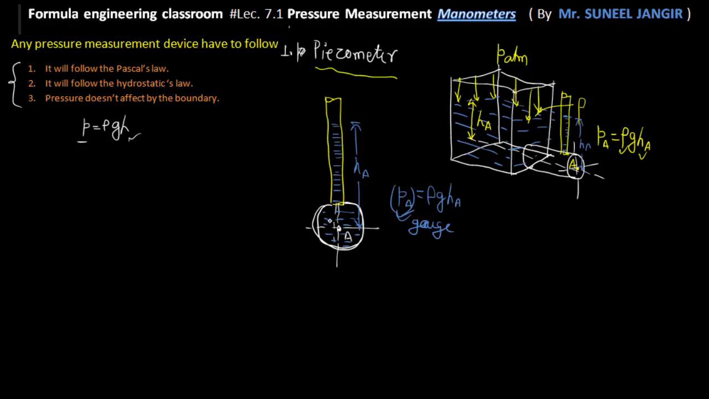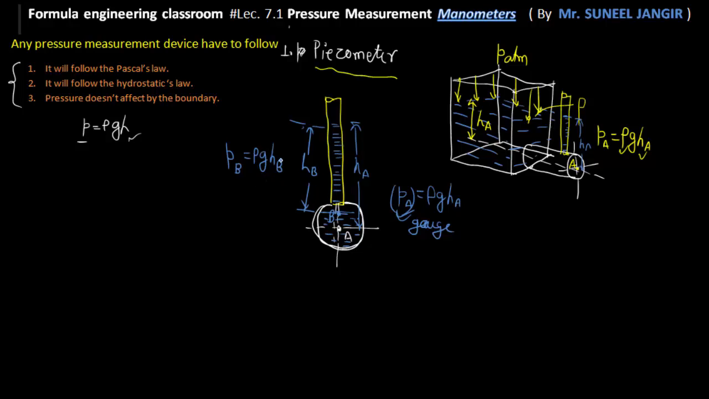and let's suppose I want to calculate the pressure intensity at this point B. So first of all, I will measure the height of the free surface of fluid from the point B. Let's suppose this is HB, and then we can easily write that PB, that is the pressure at the point B, will be equal to rho g HB. So it's very much simple.